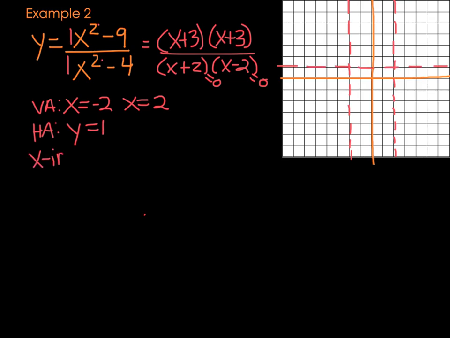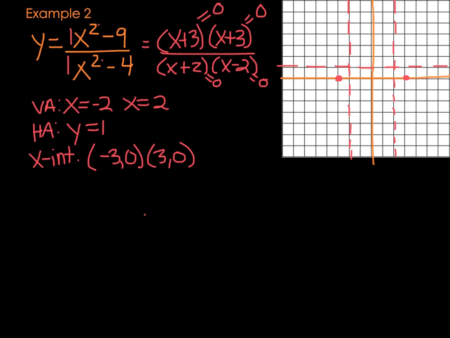X-intercepts are when the numerator is 0. So if I set each of these equal to 0, I'd have two x-intercepts. One of those is going to be at negative 3, 0, and the other one will be at positive 3, 0. So plot those on the graph.